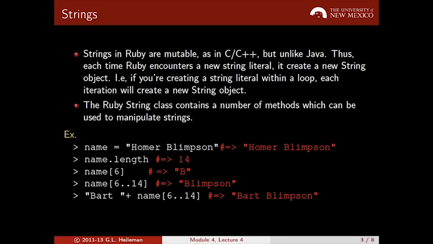And I can concatenate strings. Here, I'm going to create the string Bart, and then I'm going to add the locations 6 through 14 in the name string, and it's going to create Bart Blimson.